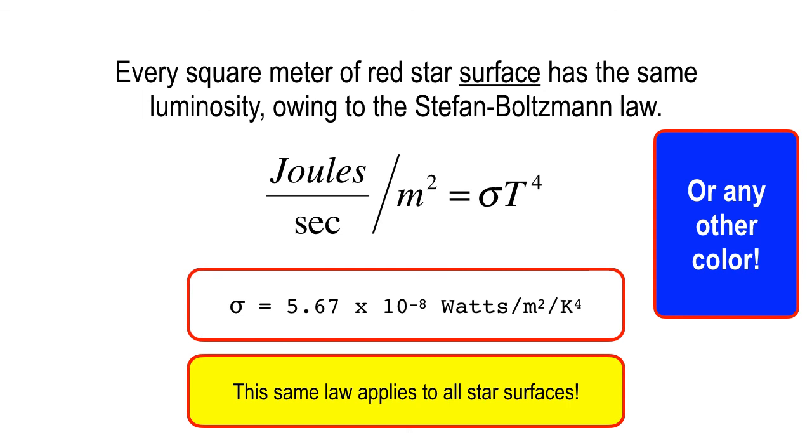So this applies to any star. And the nice thing about this, go ahead and make a note of this, is the fact that it applies to any star. A lot of times we can't triangulate or parallax a distance to a star. Right? But if we can see it, we can see its color.